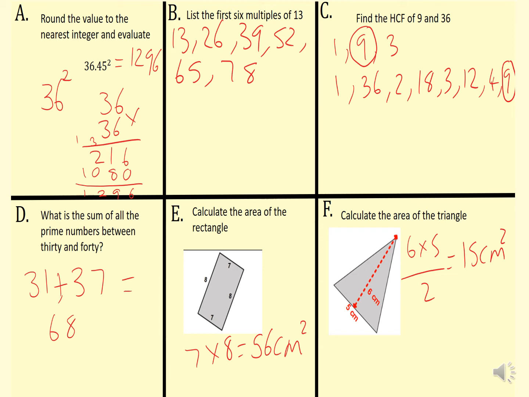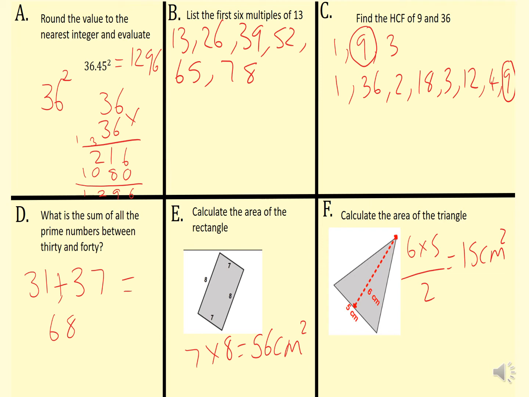Question C. In question C, you find the highest common factor of 9 and 36. The first step is to list the factors of 9 and the second step is to list the factors of 36. Factors are two numbers which, if I times them together, I get 9. So I have 1 and 9, 3 and 3. So if I list the factors of 9, I get 1, 3 and 9.